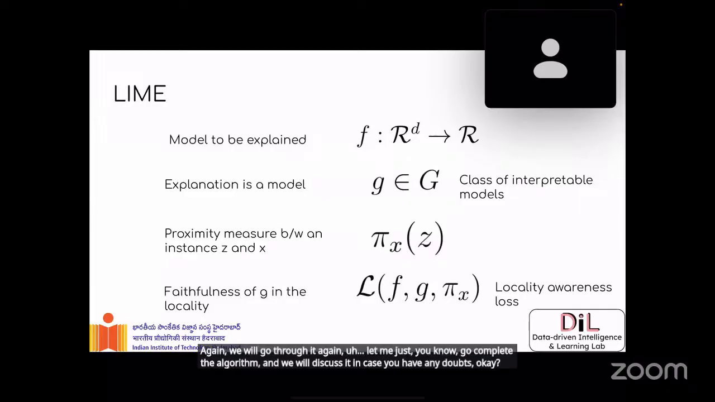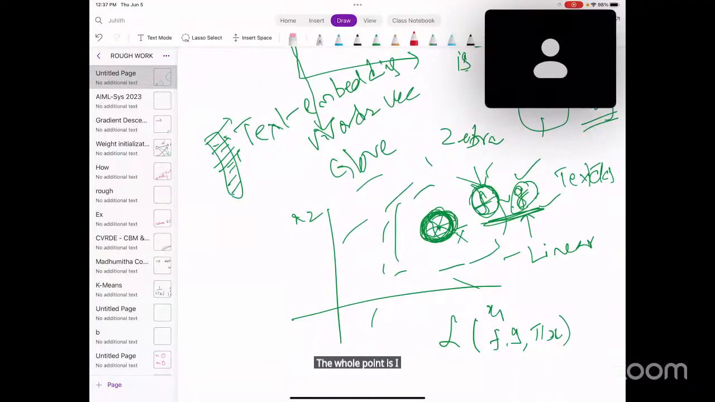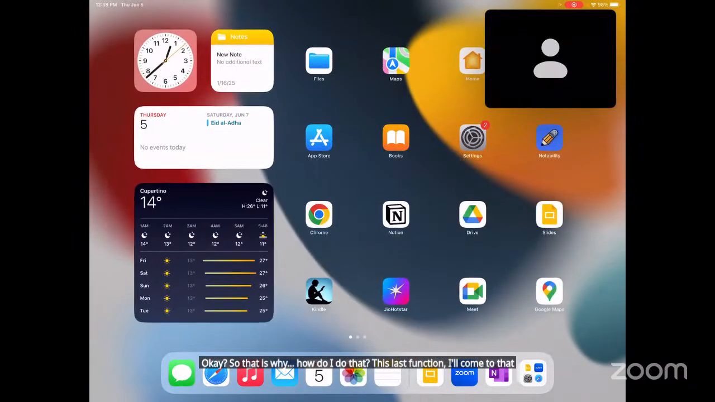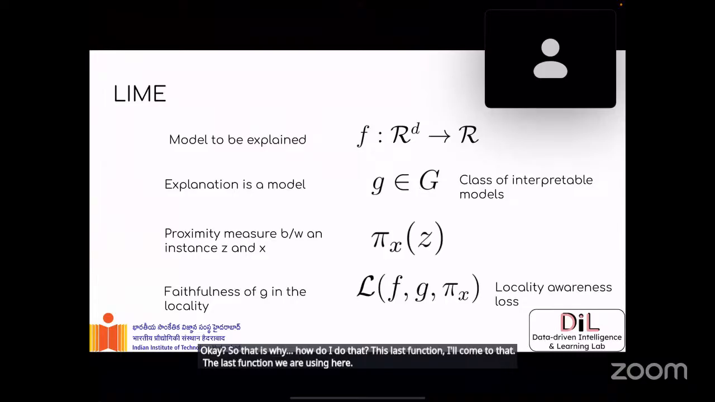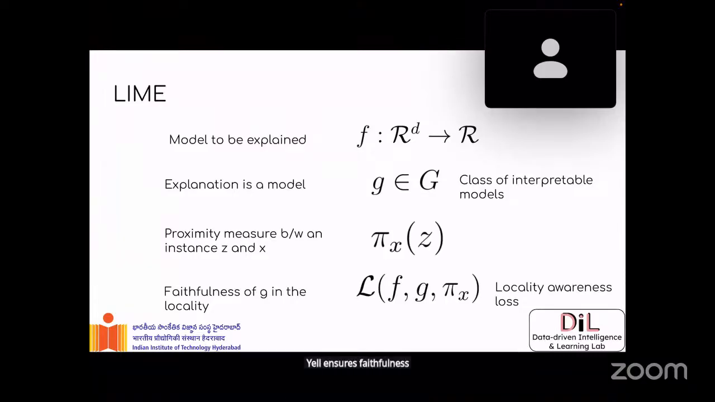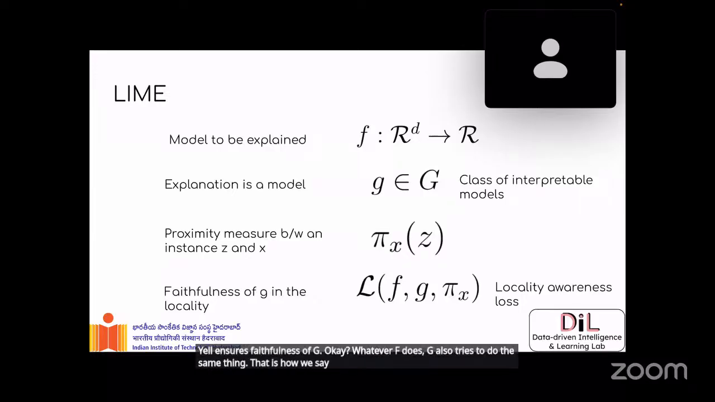The whole point is, I am approximating f, which is a black box complex model, with g, which is a very simple linear model. I cannot approximate at all points. I am only approximating locally at one x. The loss function we are using here, L, ensures faithfulness of g. Whatever f does, g also tries to do the same thing. That is how we say g is faithful to f.